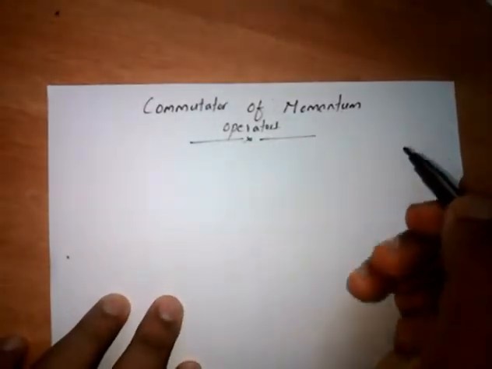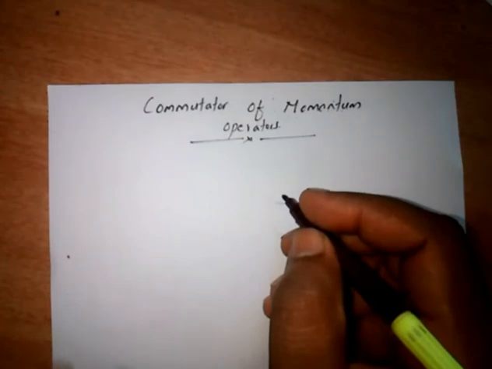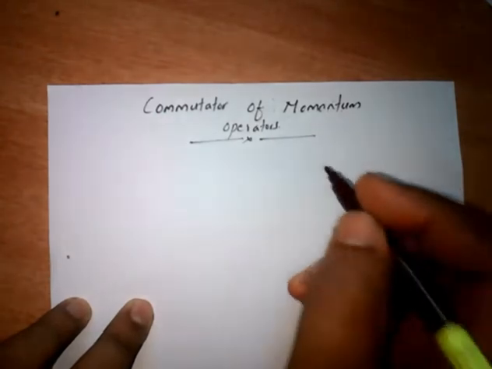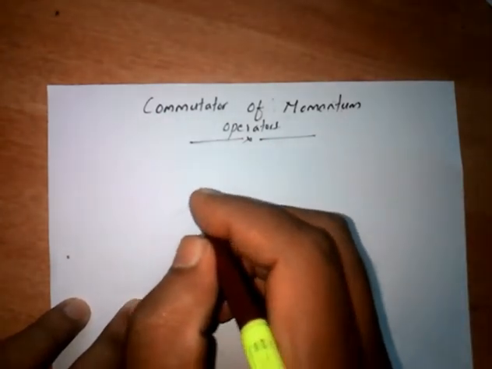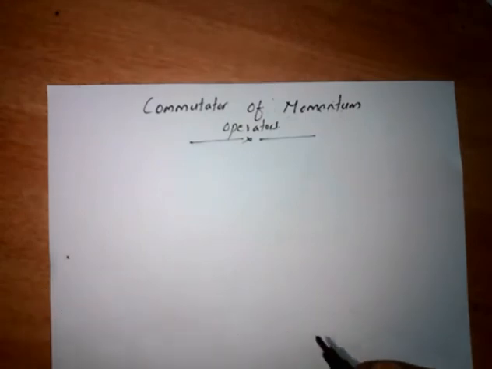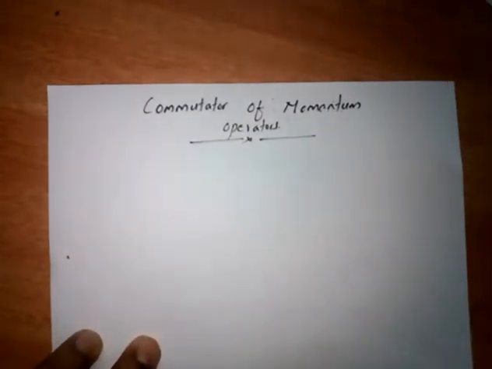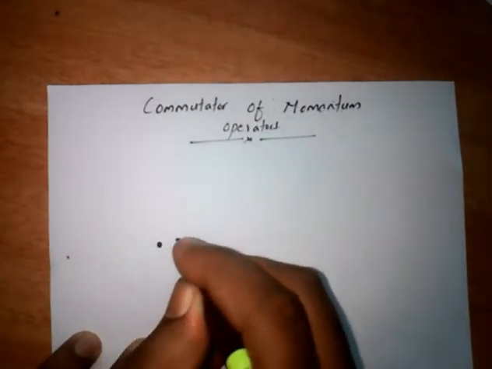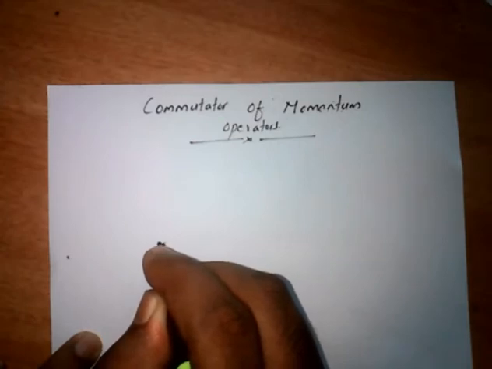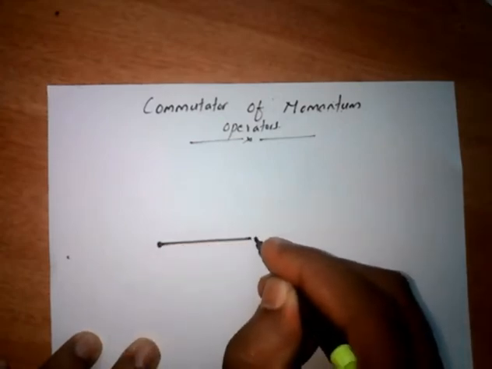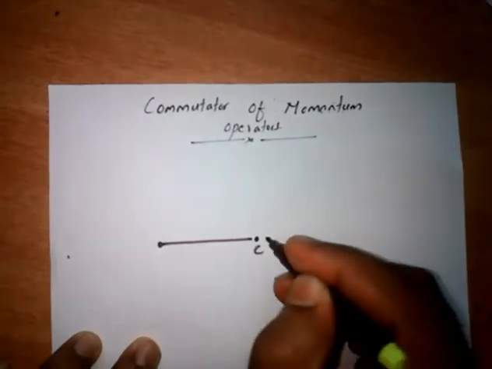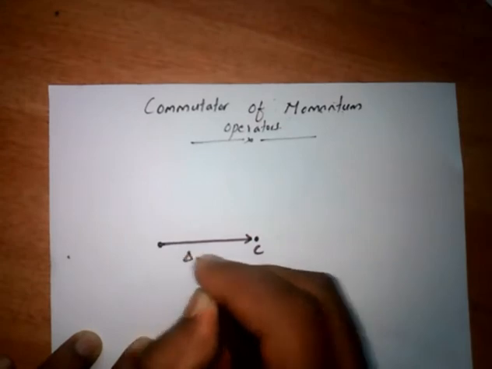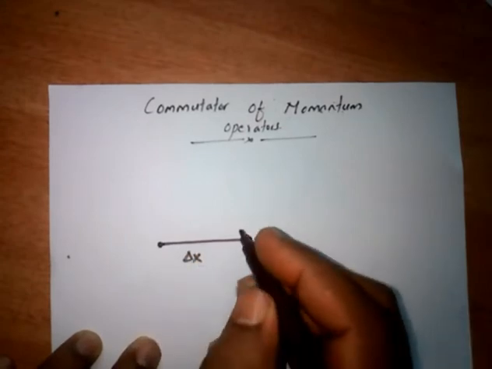Let us discuss the commutator of momentum operators. Consider two finite translations, one in the x direction and another in the y direction. Let a particle be at a point A, and this will translate to another point C. This translation is in the x direction. So this is a finite translation.